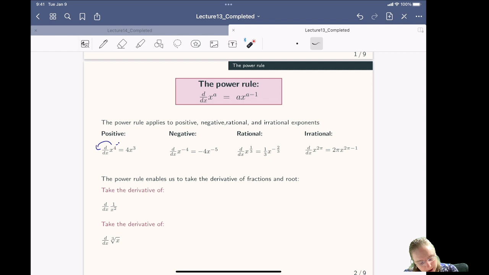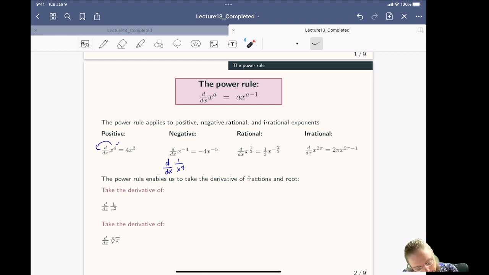So suppose we have x to the minus 4. Remember that if you have a negative exponent, that is the same thing as taking the ratio of that. So this is the same thing as that. So now we can take not only the derivative of exponential functions, but of fractions, like that.